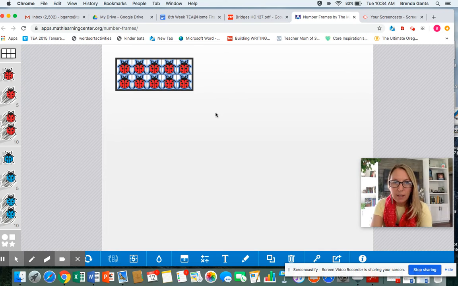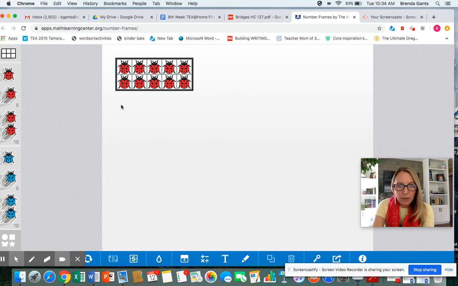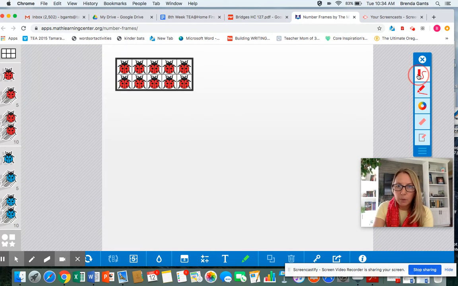10 army ants. They're all kind of blue, which means if I touch them, all of them would move over at the same time. So I don't want that. So I'm going to just click over there and it takes the blue away. 1, 2, 3, 4, 5, 6, 7, 8, 9, 10. So let me pick up a marker and write my equation to go with this.